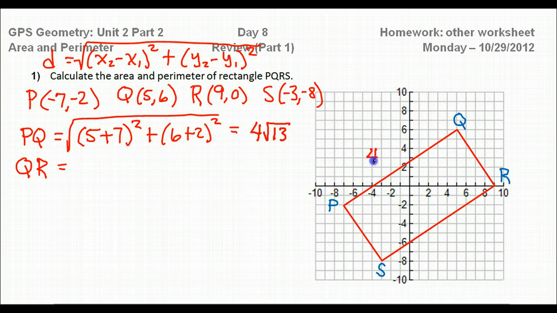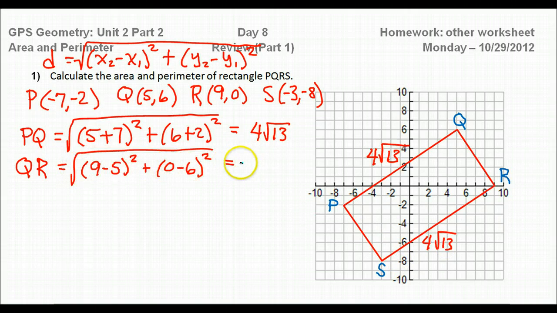So this side of the shape is 4 radical 13, which of course means that SR will also be 4 radical 13. It's a rectangle. Let's find QR. Here are the calculations, and that gives us 2 radical 13. So that's QR, which is here, so that means this is 2 radical 13 and 2 radical 13.